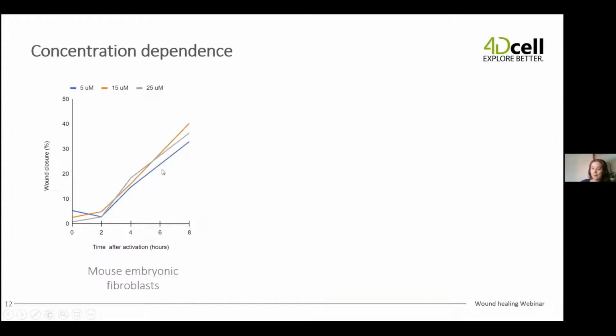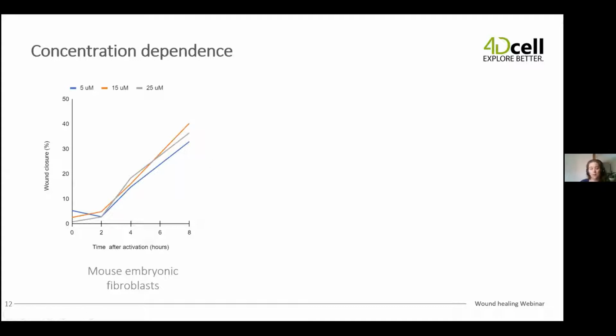So the next thing we tested was whether we can change the concentration of the trigger protein. Here you can see I tried 5, 15, and 25 micromolar, and I was actually surprised that I didn't see any difference in the migration speed. So you can see the wound is closing pretty much at the same speed for the 3 concentrations.